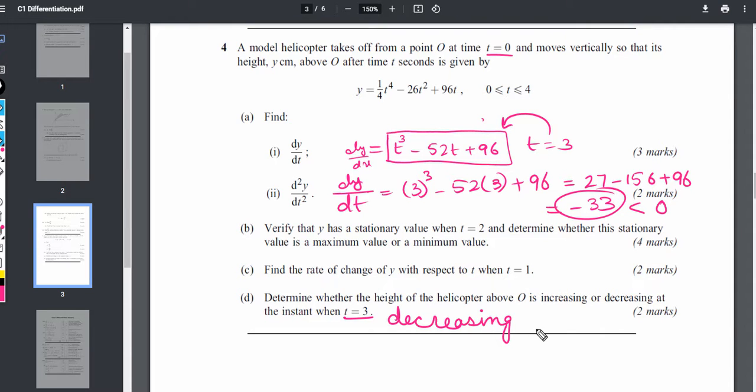So that is how, with the help of derivatives, we can know the rate of change of any function.